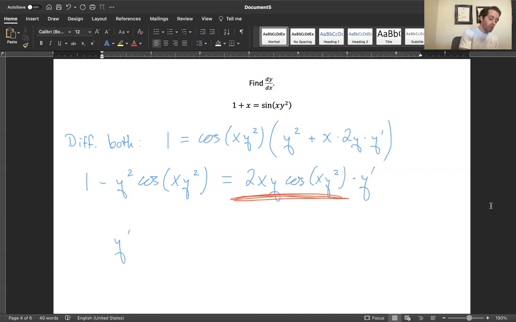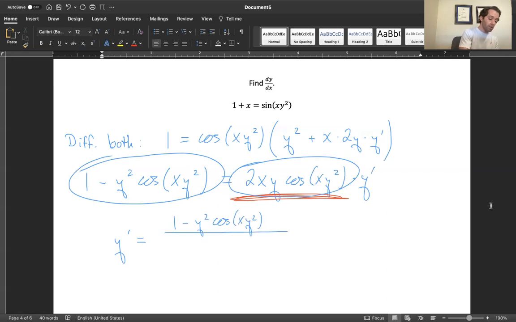Y prime equals this thing divided by this thing. 1 minus y squared cosine of xy squared divided by 2xy cosine of xy squared. Cool. Because it's an implicit derivative, we don't need to worry about the fact that we have x's and y's in the answer. That's actually something that you expect when you find a derivative using implicit differentiation.